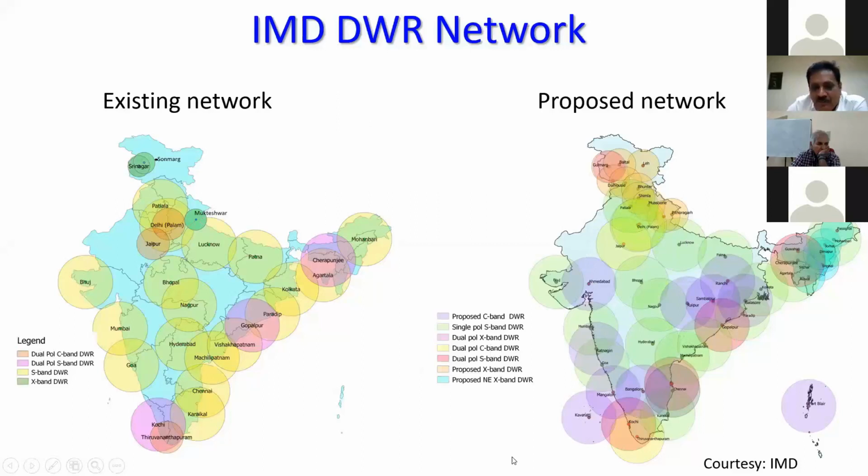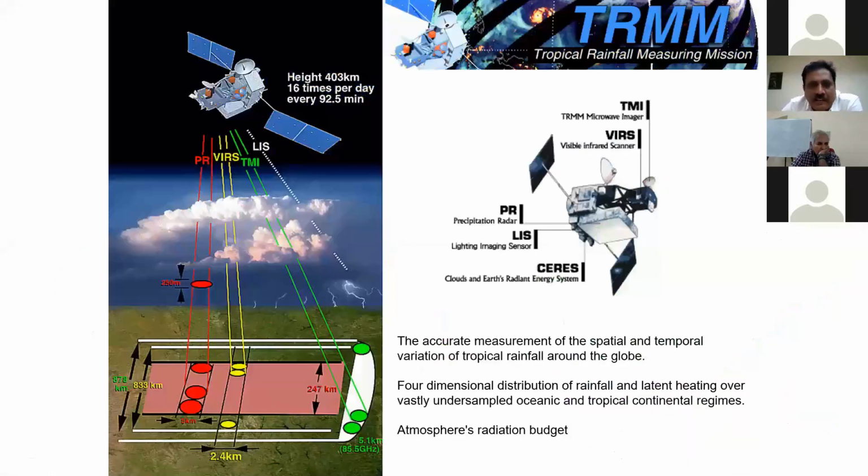But you don't have any information about rainfall over the oceans and some other regions. So the only way of getting that information is through using satellites. I just introduced TRMM only briefly. I have a few slides on space-borne radars. I will show these, and then I will take up the questions.